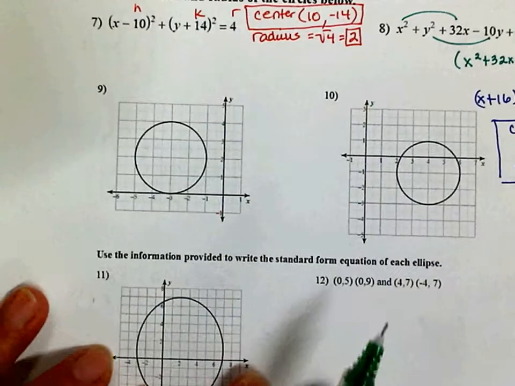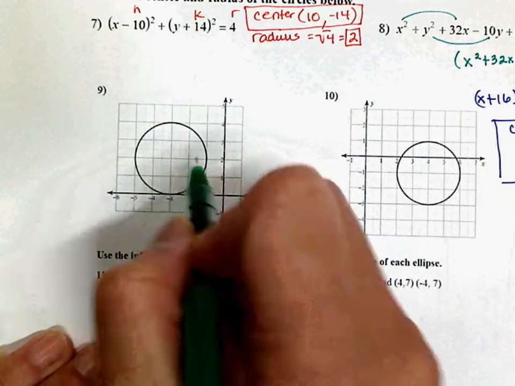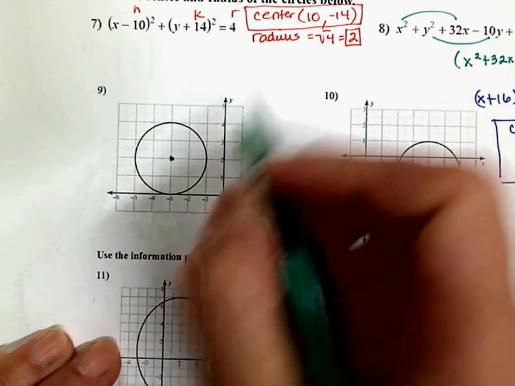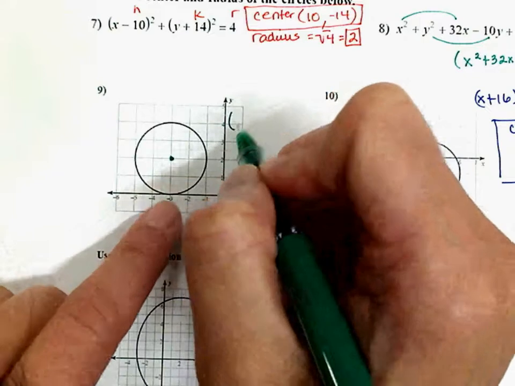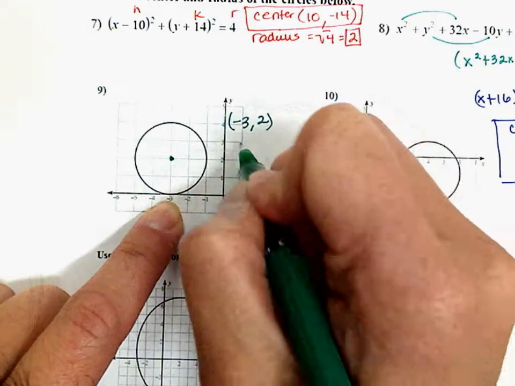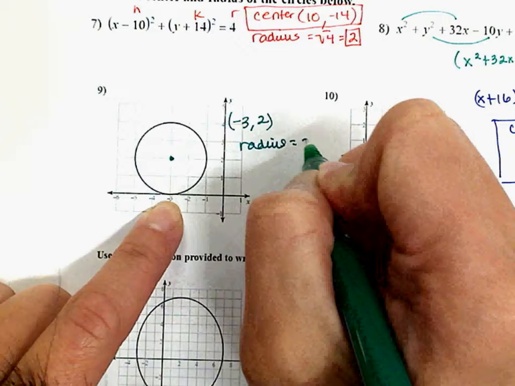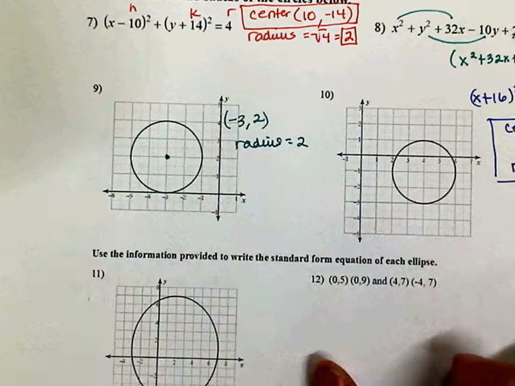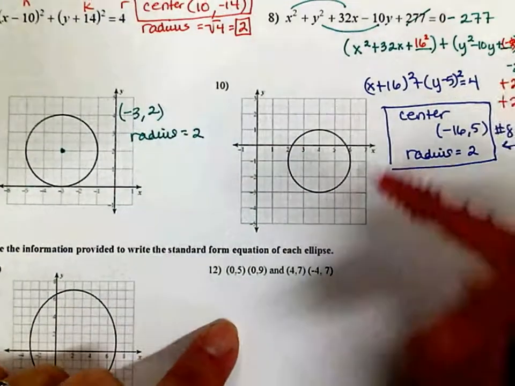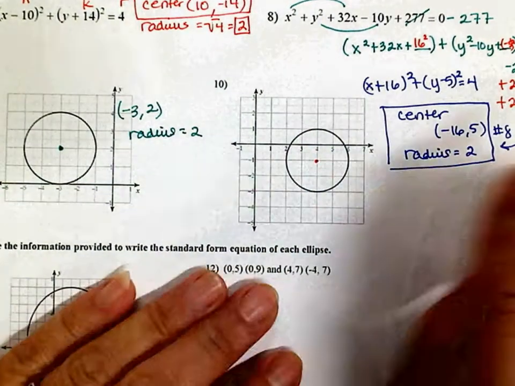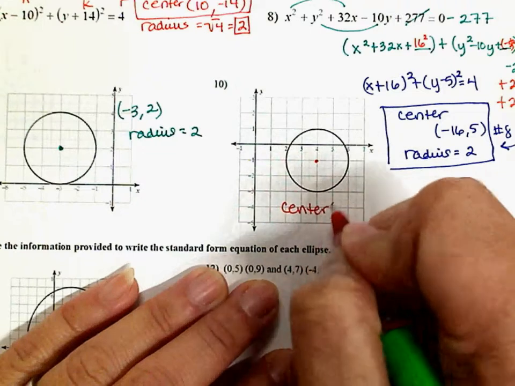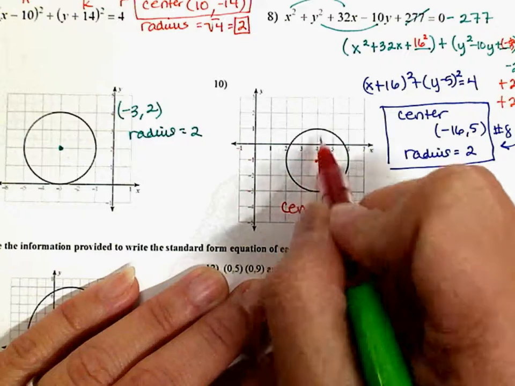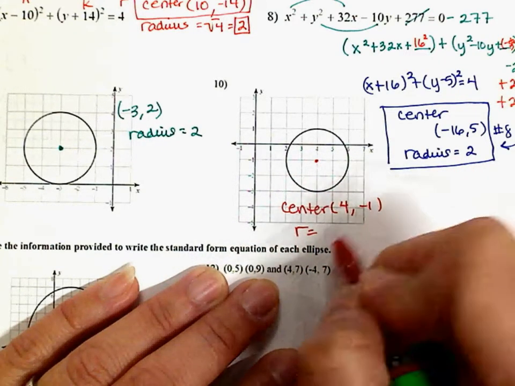On number 9, to find your center, you can eyeball it, and then you can check: 1, 2, 1, 2. So your center is going to be (negative 3, 2), with a radius of 2. The center for this one, we're going to eyeball it right here. Alright, so your center is going to be (4, negative 1), and I can check 1, 2, 1, 2, see how they're all equidistant? And your radius is also 2.